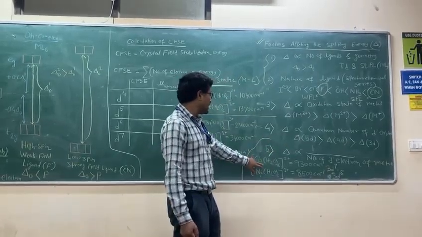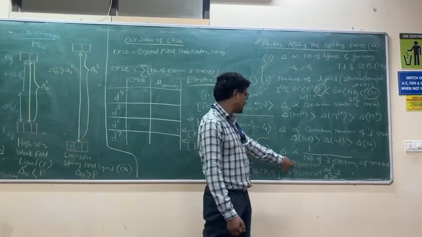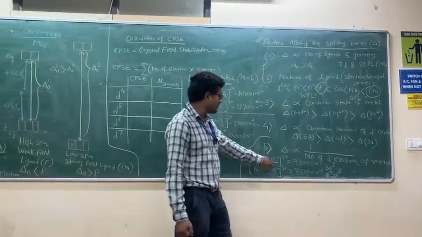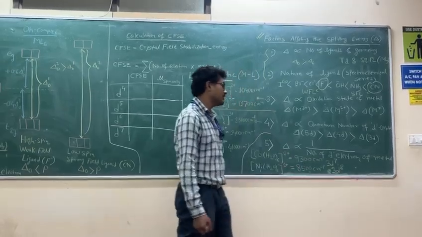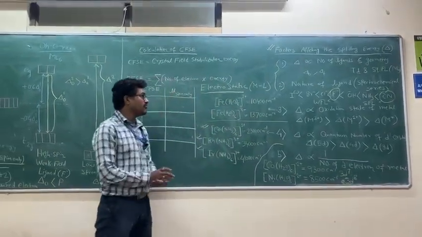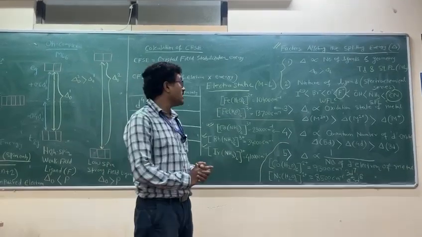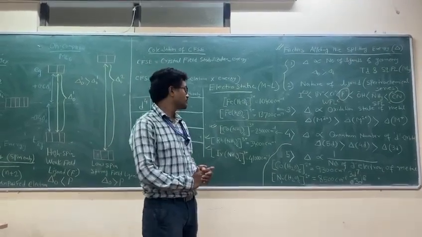So you can see in the case of cobalt, the delta value is 9,300 centimeter inverse. In the case of nickel, the delta value is 8,500 centimeter inverse. Okay. So these five factors are important, that means they will affect the splitting energy.